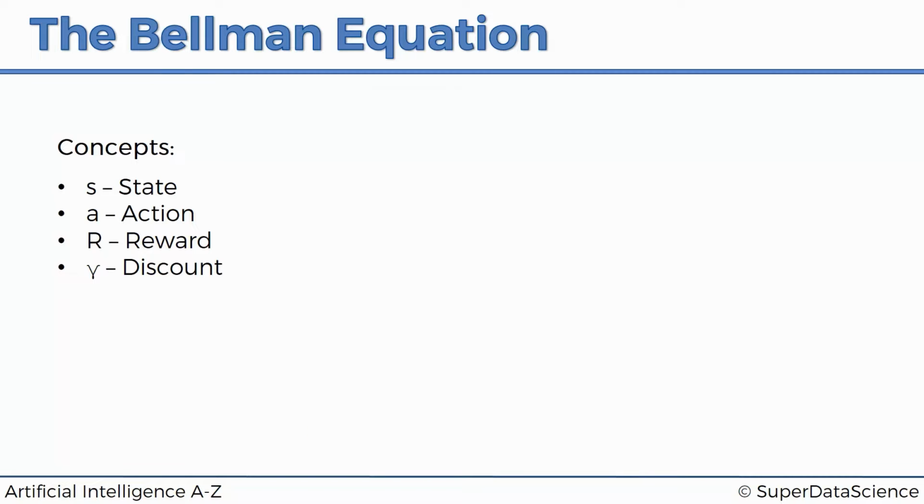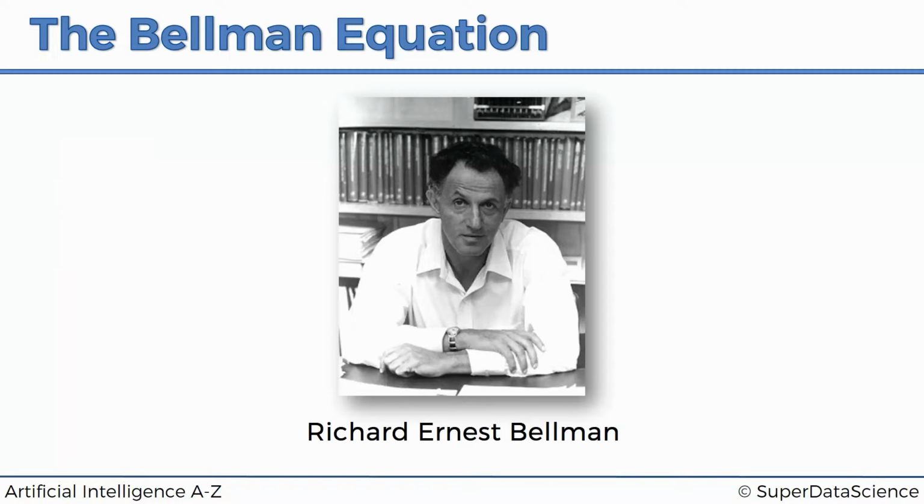So the person behind the Bellman equation is Richard Ernest Bellman. He was an applied mathematician and came up with the concept of dynamic programming, which we now call reinforcement learning, or which we call the Bellman equation. That's what we call it now. And in 1953, he came up with that concept, and that's when the Bellman equation came to be.